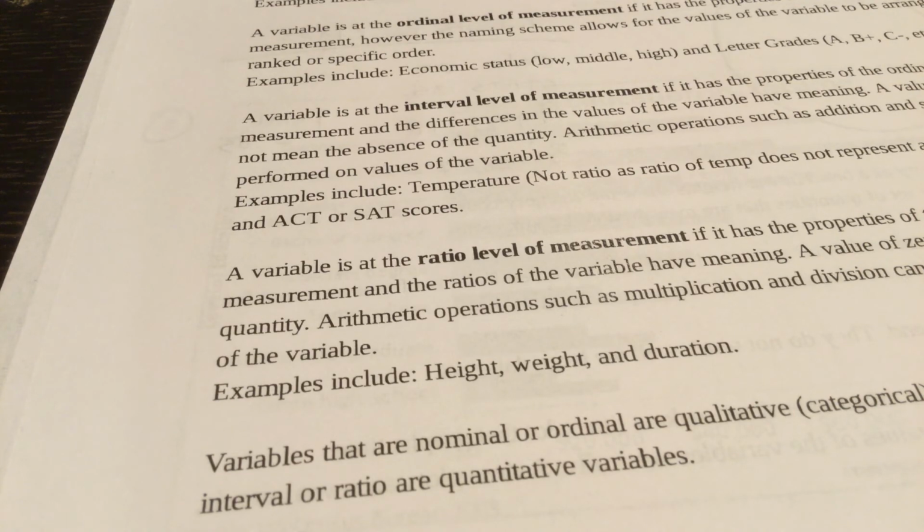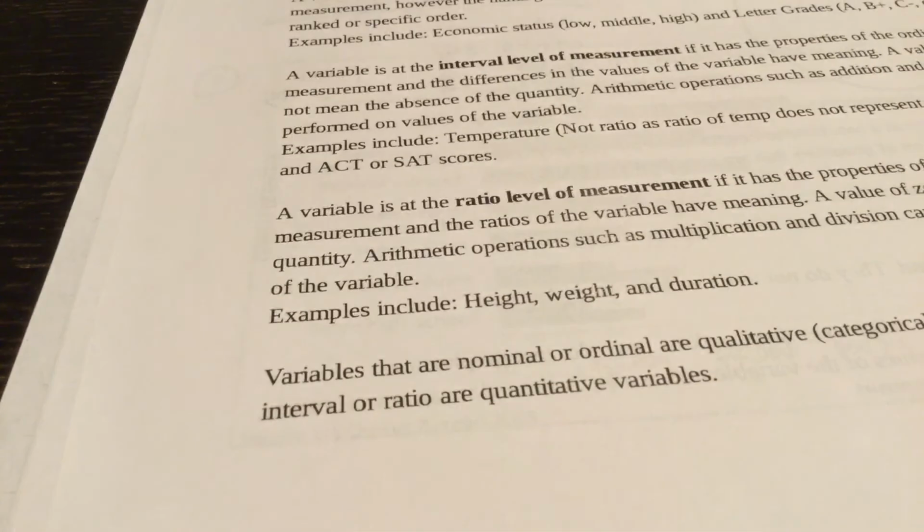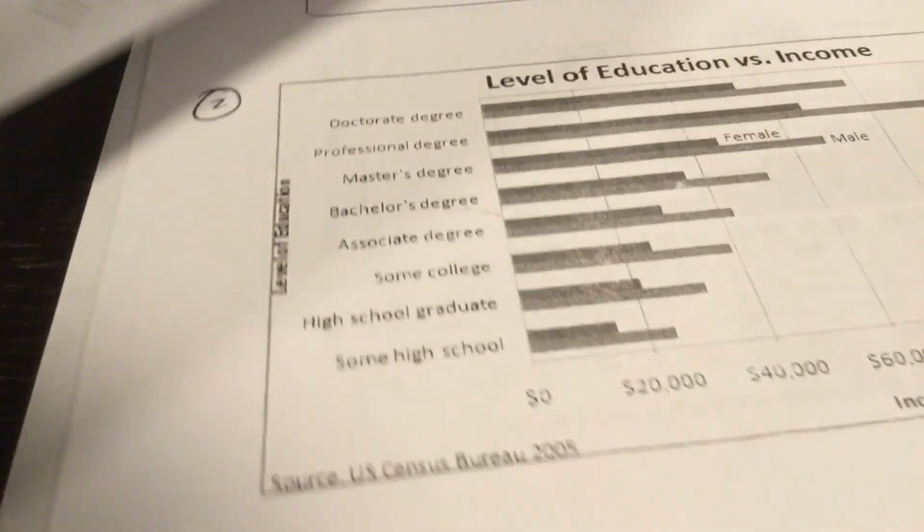All right. Variables that are nominal or ordinal are categorical, and variables that are interval or ratio are quantitative variables. All right, and honestly, that's about it with the discussion on those.